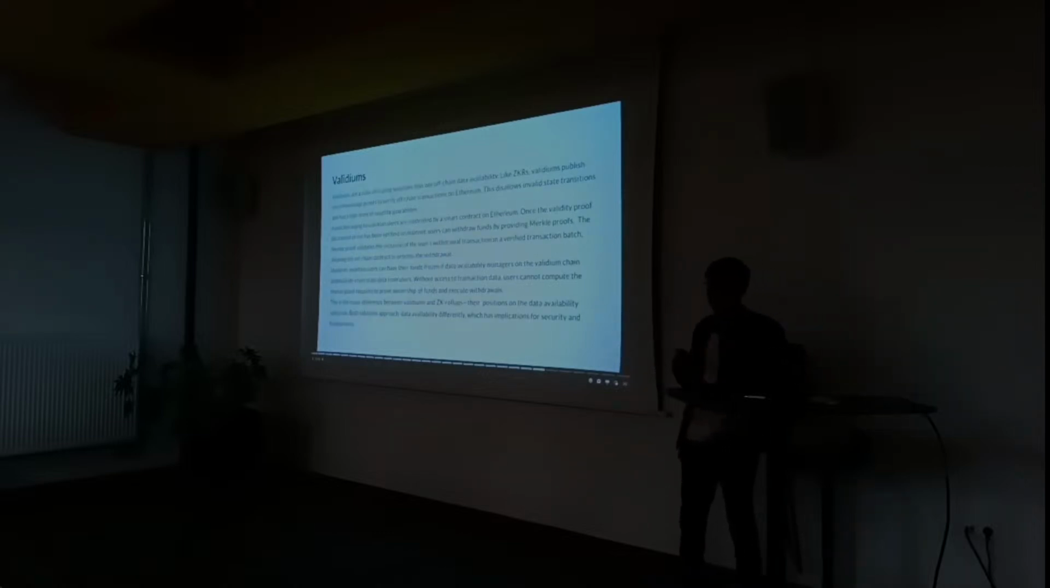And finally, we come to another class of scaling solution called validiums. You can think of them as ZK rollups, but the data availability for validiums is done off-chain. Same as ZK rollups, they publish ZK proofs to verify off-chain transactions on Ethereum. This prevents invalid state transitions from occurring because it has a high level of security guarantees as well. And the funds belonging to a particular validium are all controlled by the same smart contract on Ethereum. Once the validity proof is submitted, you can submit the Merkle proof for your particular transaction, and then you can assert that this particular transaction actually took place, which allows the on-chain contract to process the withdrawal.